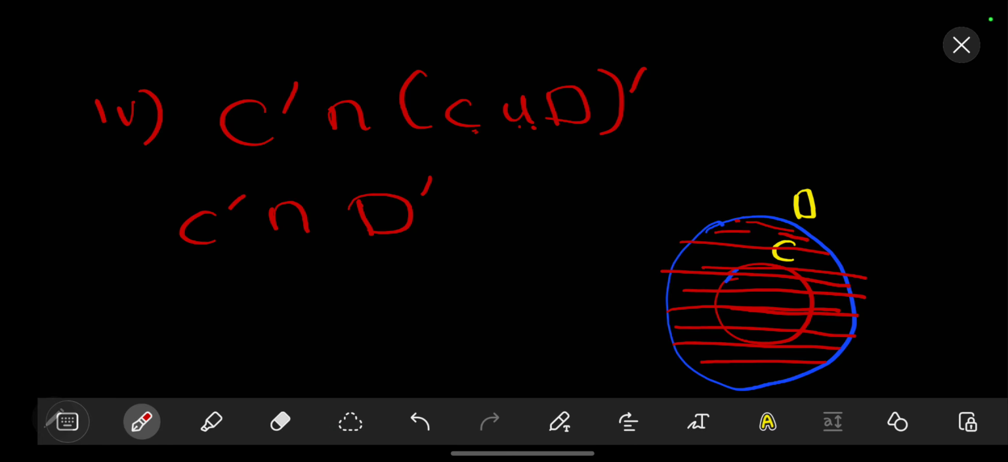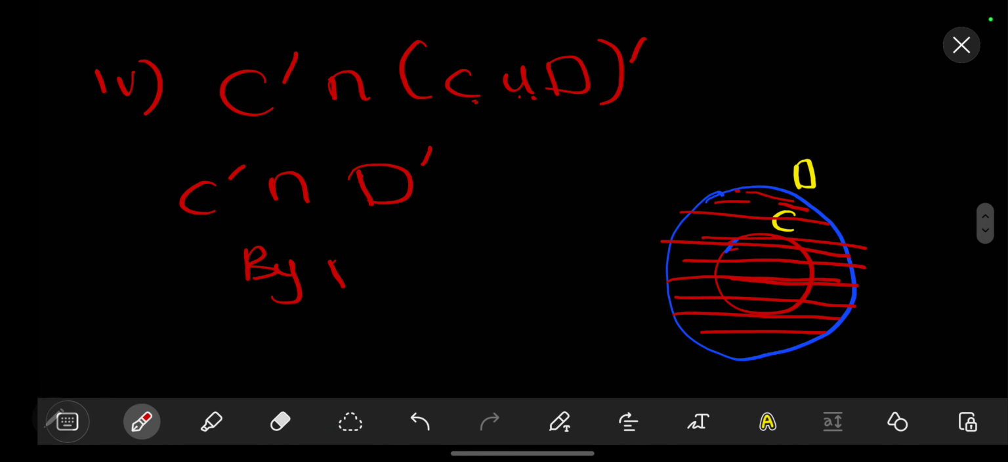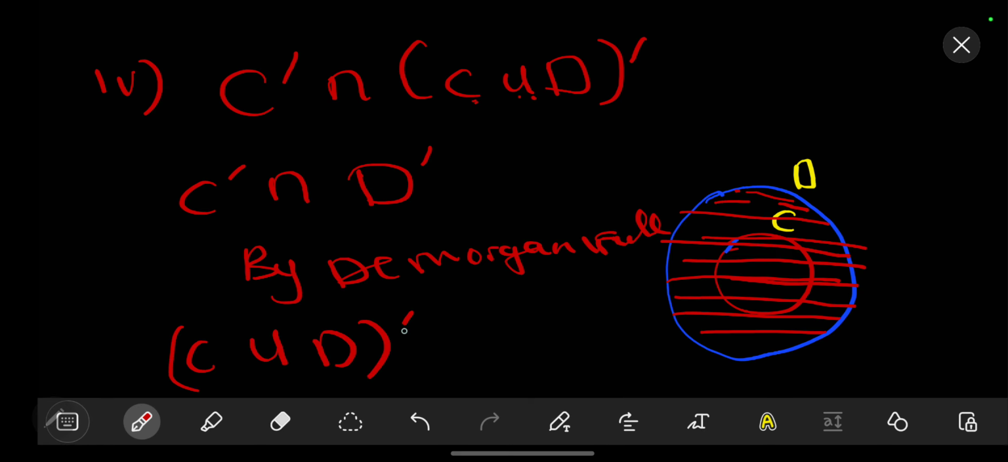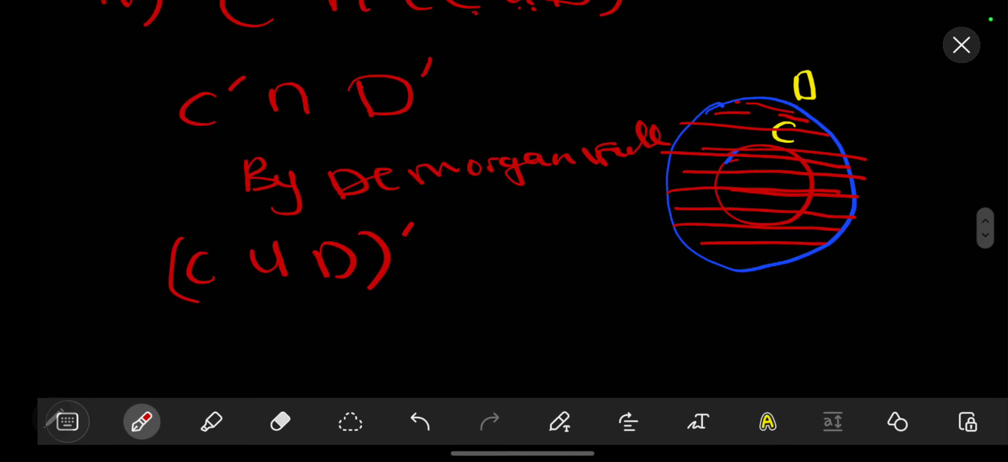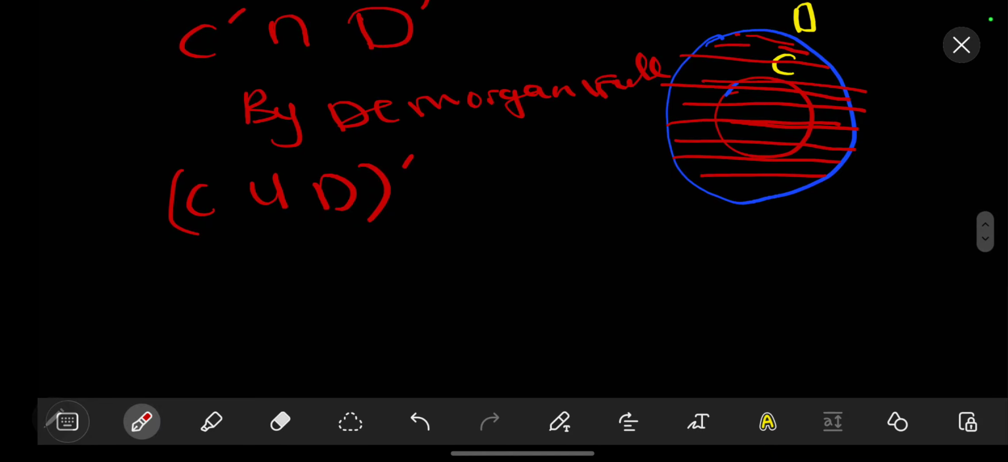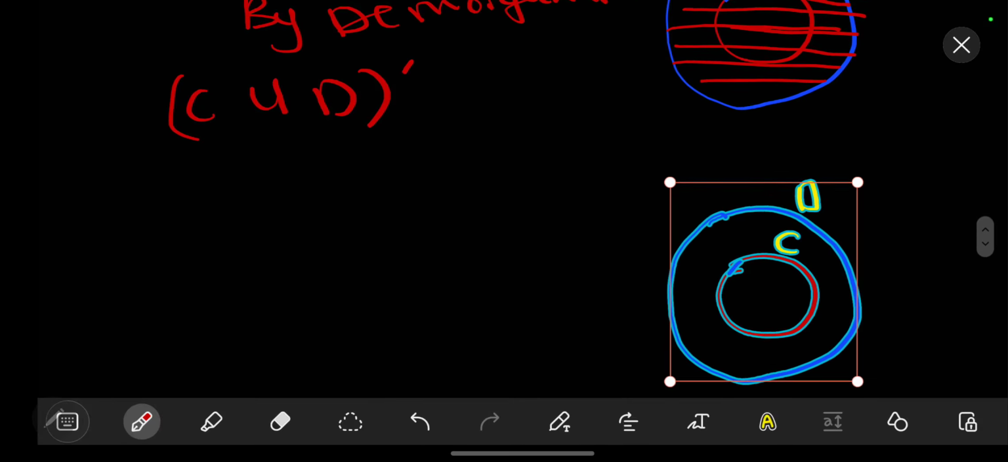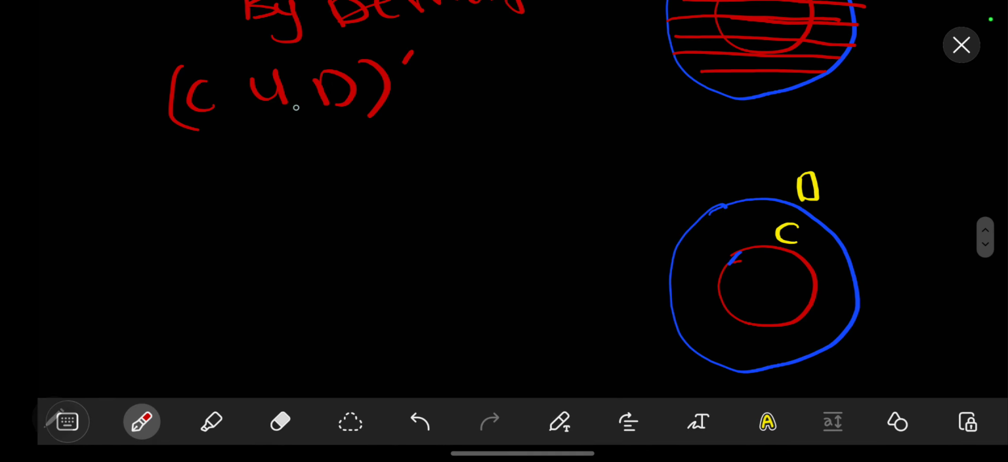From here we can say by De Morgan's rule, we can change this to C, then the intersection changes into union of D, with the complement like that. Now since C is found inside D, it means the C union of D is just the set D itself. If you combine C and D, it's just D. So it will be D complement.